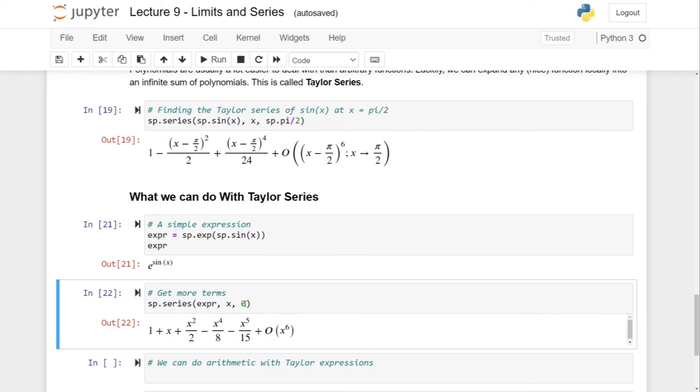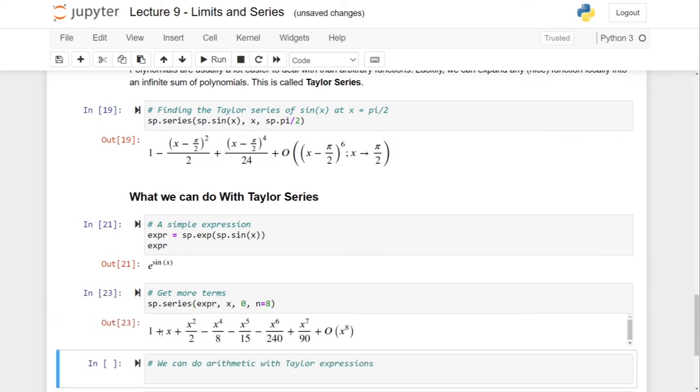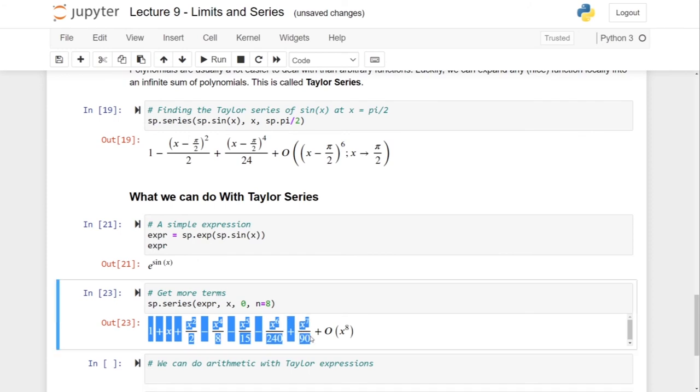If we want to specify that we want more terms, we can do that with an optional argument called n. Let's set it to 8, for instance. Now we can see that we get more terms. So for values of x close to 0, this is a very good approximation to this function here.